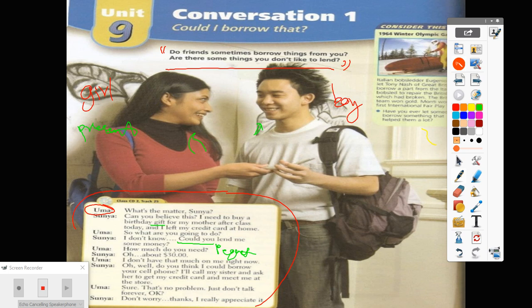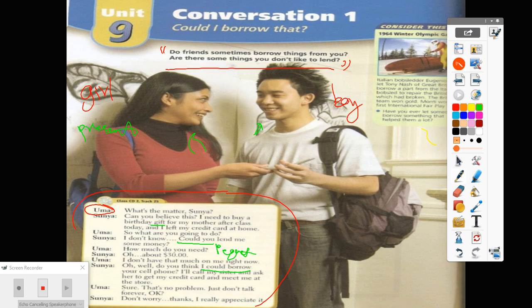Oh, well, do you think I could borrow your cell phone? Now she is making another request, which is a cell phone. She requested $30, but he doesn't have that much money. So she is now asking for another thing: I could borrow your cell phone. I'll call my sister and ask her to get my credit card and meet me at the store. If you don't lend me money, lend me your cell phone.